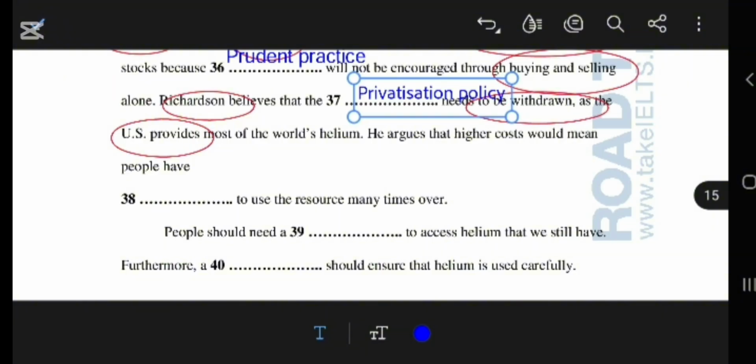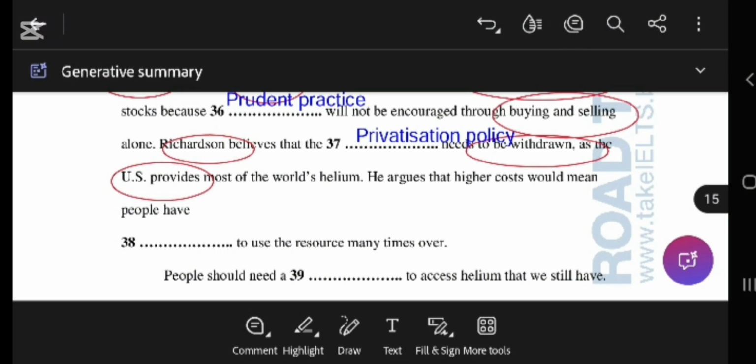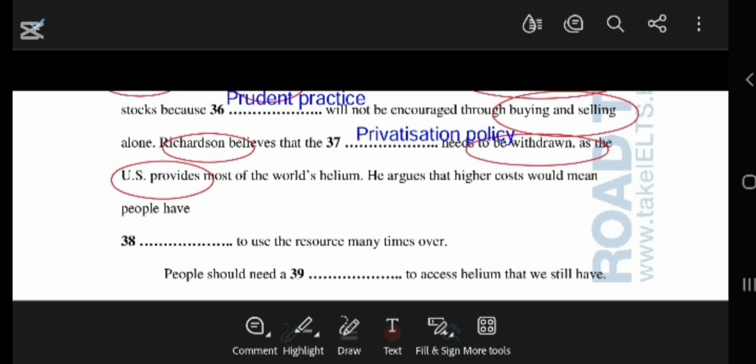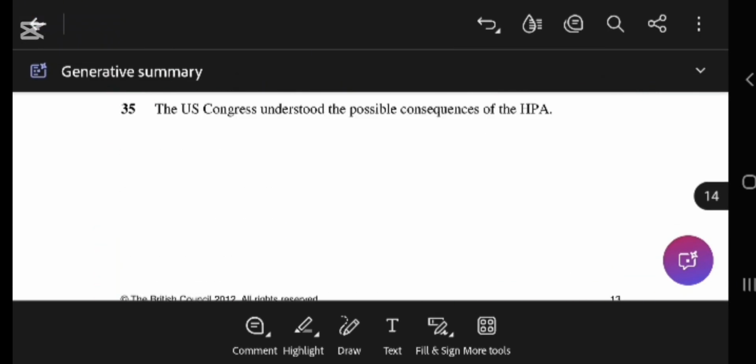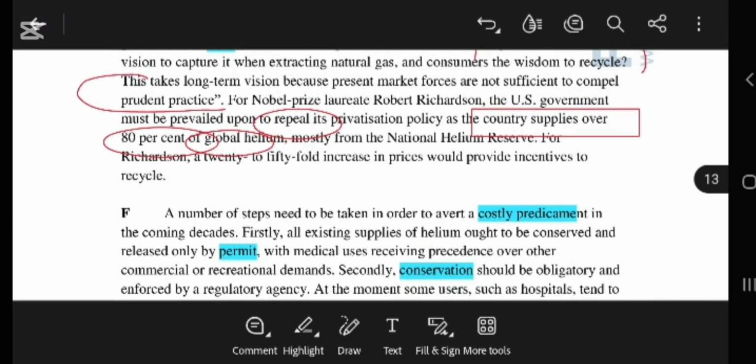So let's pick up our keywords and go hunt for them in the text, continuing from where we left off. Remember, the keyword is higher costs. Higher costs would mean people have dash to use the resource many times over. So we go right into the text and continue reading from where we left off the previous time. So we have mostly from the National Helium Reserve. For Richardson, you see, they've rephrased him. They're repeating the name of the person. A 20 to 50-fold increase in price would provide incentives to recycle.